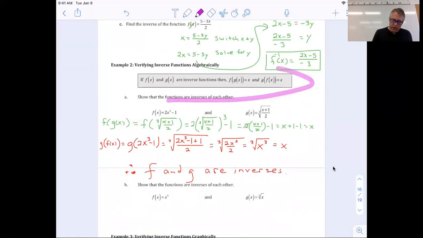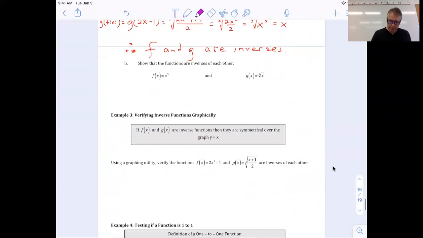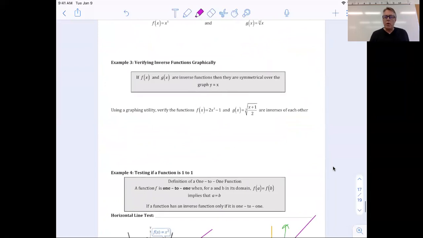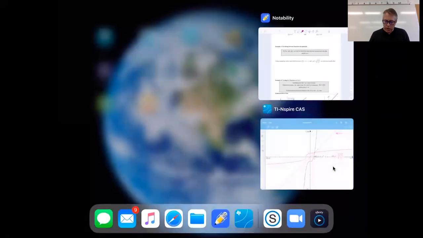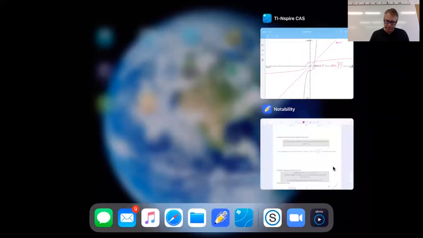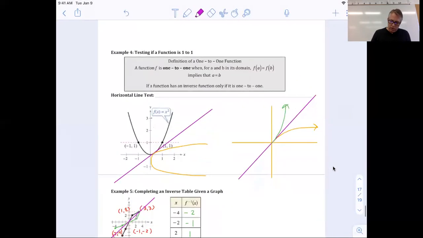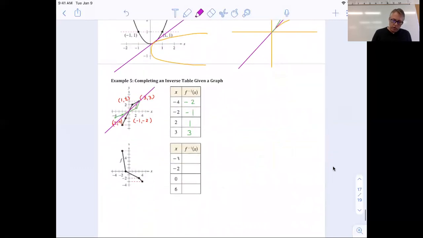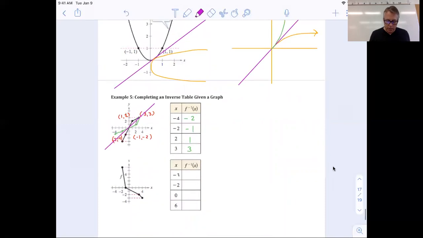A way to prove that is to show that f of g of x equals x and g of f of x equals x. And then we looked at it graphically on our graphing calculator, showing that a function and its inverse are a reflection over the line y equals x. And then we took some coordinates to graph that to show that it is a reflection over the line y equals x.